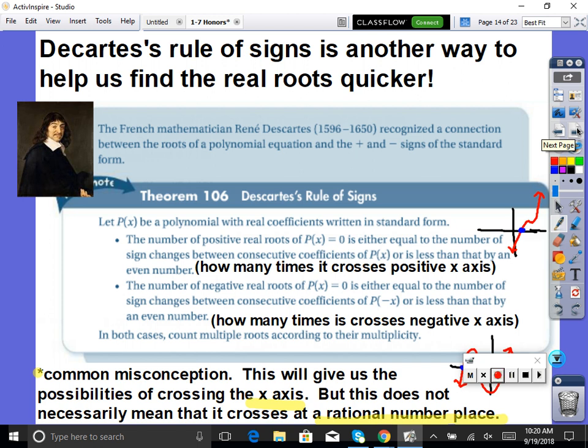So this is one additional way to determine some more information about our solutions, about our roots. We just learned that rational roots, the p over q, are the possible rational roots, which narrows down our possible solutions. Now we can also have this information. This French mathematician named René Descartes recognized a connection between the solutions of a polynomial equation and the plus and minus signs of the polynomial in standard form.